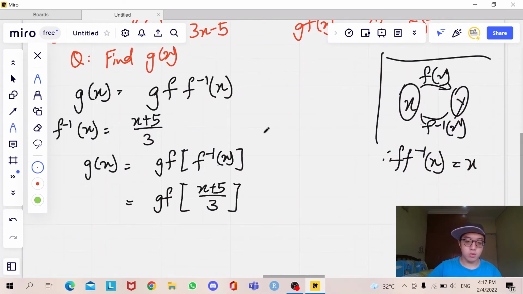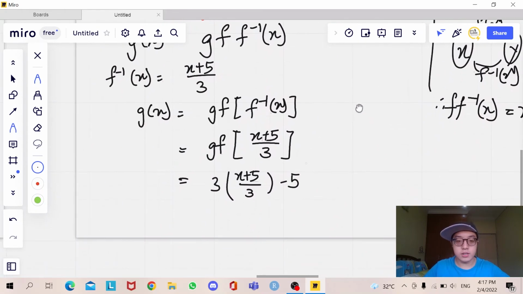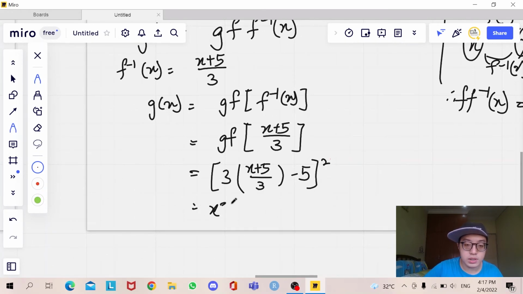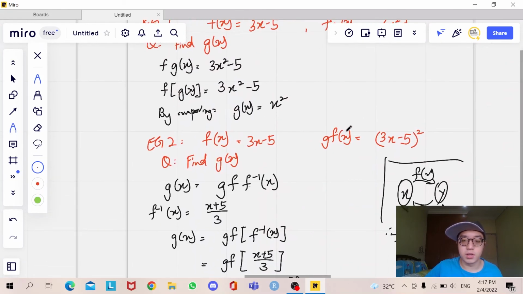So it's equal to 3. The x there, you are to sub this 3 times (x plus 5) divided by 3, minus 5. Okay, 3x squared minus 5, and then the whole thing squared. Then from here you will get the answer is equal to x squared. All right, and so this is how you look for... oh no, this is so ugly. And this is how you look for one missing function from a given composite function.